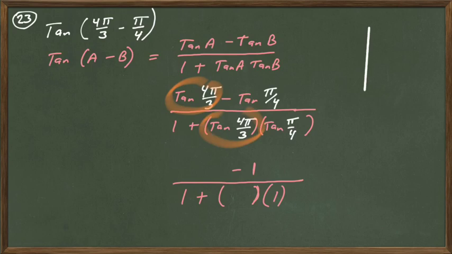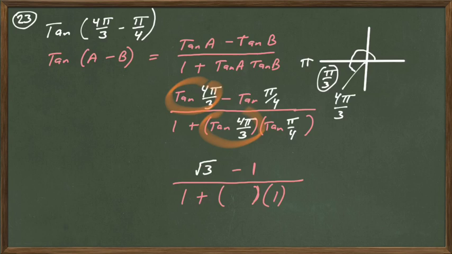Where is 4 pi over 3? Is it bigger or smaller than 1 pi? How much bigger than 1 pi? 1/3, or pi over 3 is my reference angle. So I look up the tangent of pi over 3. What is the tangent of the reference angle? Tangent of pi over 3 is radical 3, isn't it? Yes. And in this quadrant, it's negative, negative, cosine, sine.